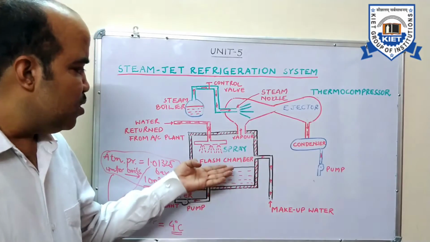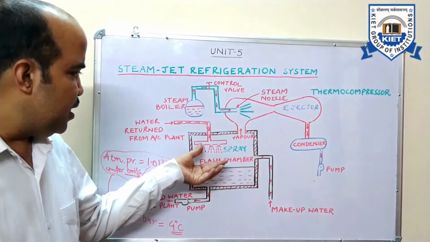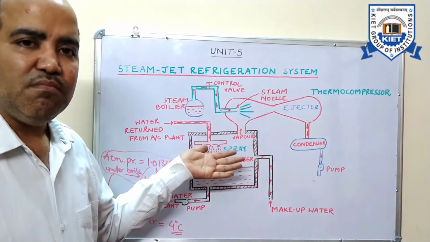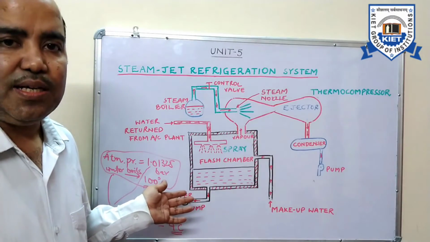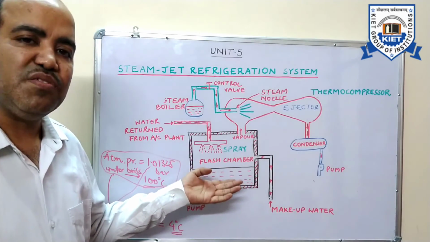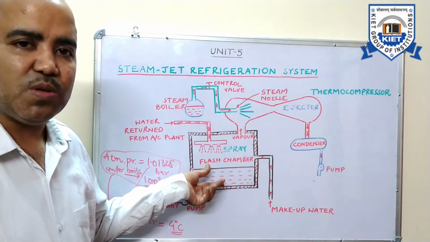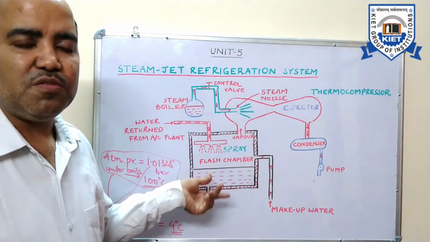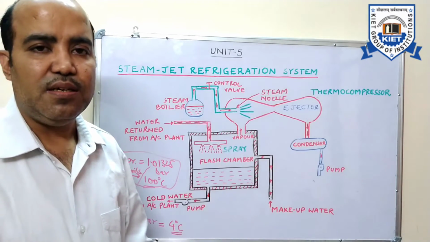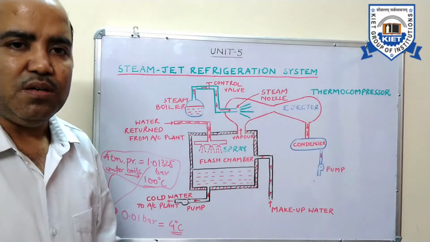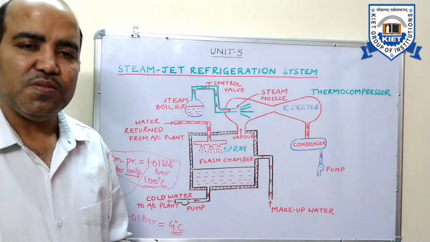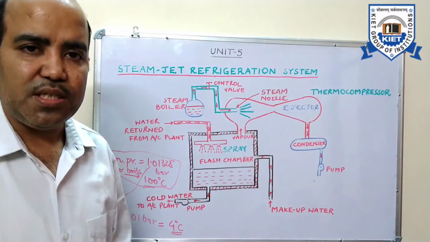So we have a surface of water, and over that surface of water, if the pressure is atmospheric, as I told you, the water will boil at a temperature equal to 100 degrees Celsius. But if by some means we keep the pressure over the water very low, of the order of 0.01 bar, then the water starts boiling at a temperature of 4 degrees Celsius. So let us see what are the main parts of this steam jet ejector refrigeration system.